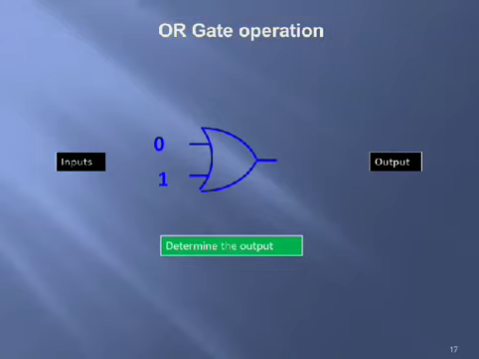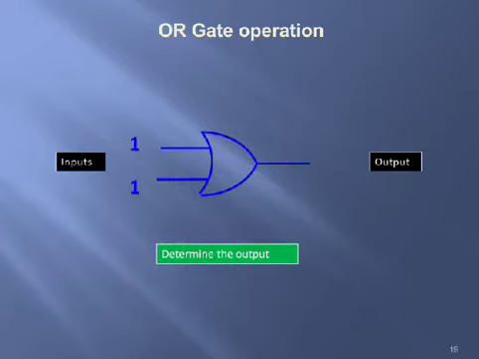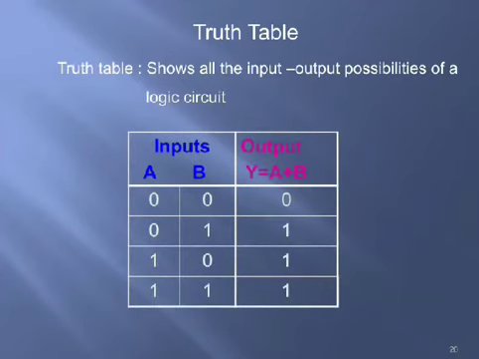And for the second combination, 0 plus 1, you will be getting the output as 1. For 0 plus 1, you will be getting the output as 1 for OR gate. Similarly, for 1 plus 0 also, you will be getting the output as 1, and for the 1 plus 1 combination also, you will be getting the output as 1. So the truth table of OR gate is derived like this for different combinations.